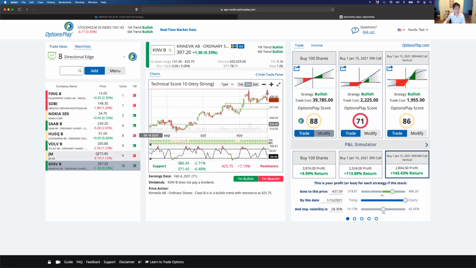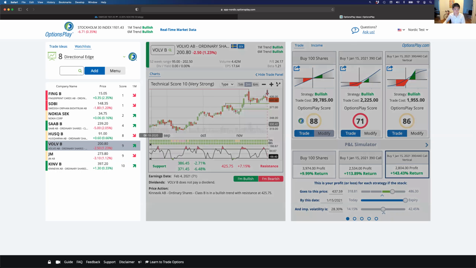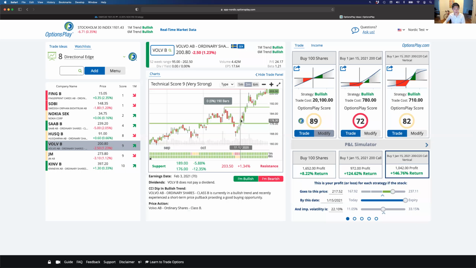So be careful. But Volvo, let's take a look at Volvo. Volvo, a little bit not as late, but it has moved quite a bit here. As you can see, we identified this on November 2nd. On November 2nd was when Volvo, with a relatively strong technical score, the 1-month and 6-month trend turned neutral for a little bit of time and quickly reversed to that bullish trend. This was around 179 crowns. And ever since, it's now rallied up to 203 crowns. So this is an idea of a potential bullish trade that you could have made here using Volvo.